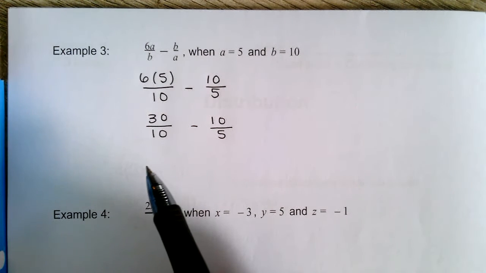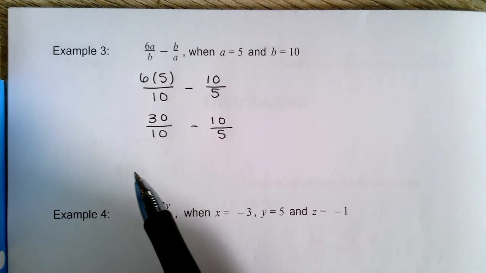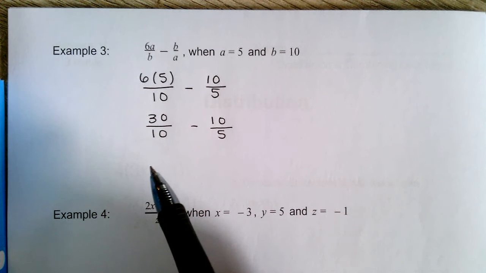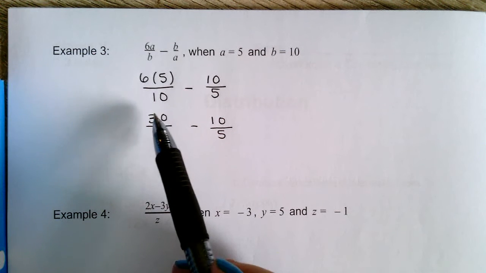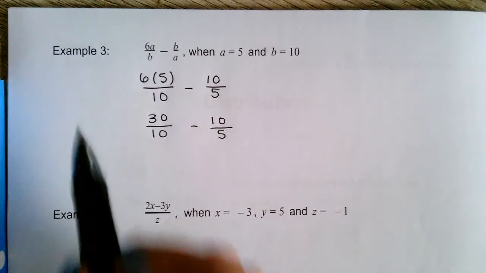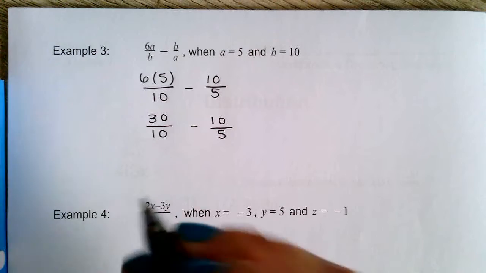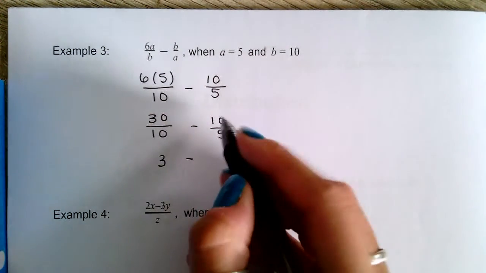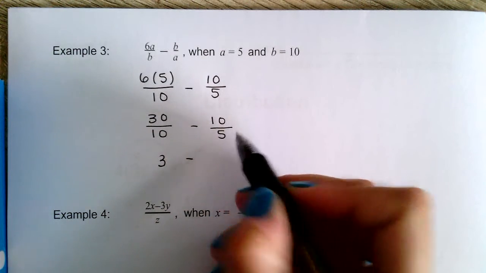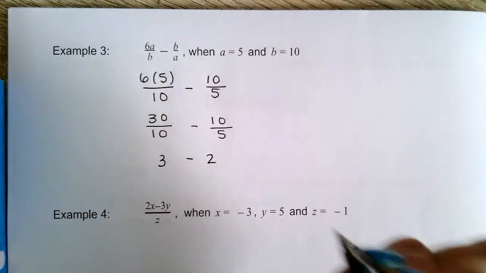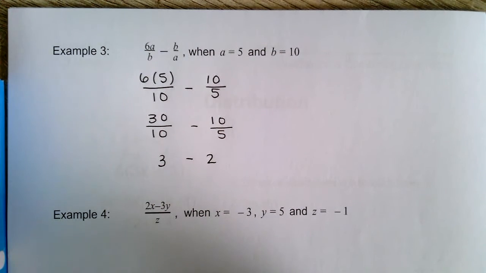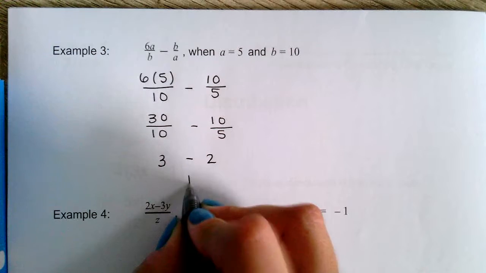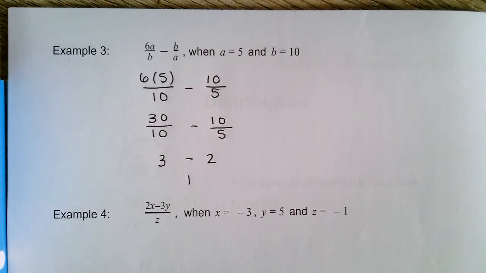So remember when we talked about PEMDAS the other day, we talked about how our fraction bar can be considered a grouping symbol, but it also represents division. So we can divide the top number by the bottom number. It looks just like a division symbol, right? So 30 divided by 10 becomes 3, and we're subtracting from that 10 divided by 5, which becomes 2. Now we're left with a one-step subtraction problem. 3 minus 2 becomes 1. So the final answer here is 1.